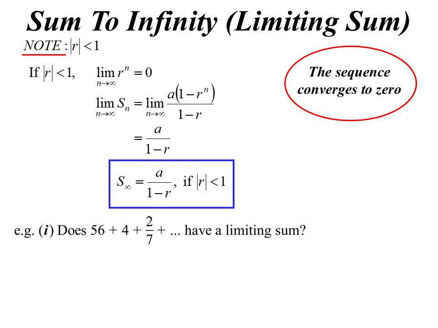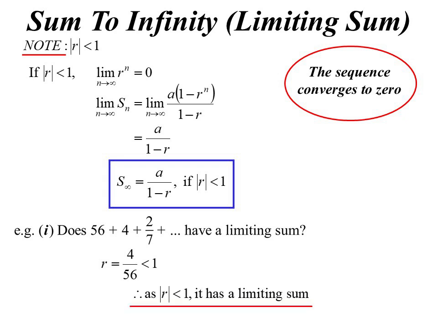So we get these sorts of questions. We'll be given a pattern and they'll just simply say, does this have a limiting sum? Will it converge? Well, we can look at our ratio here, 4 divided by 56. Well yeah, that's less than 1. So yep, that would have a limiting sum. That's the key piece of information. We want to know whether or not something has a limiting sum.